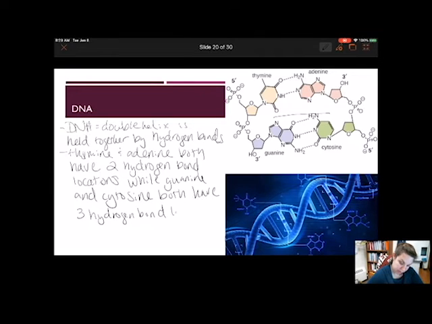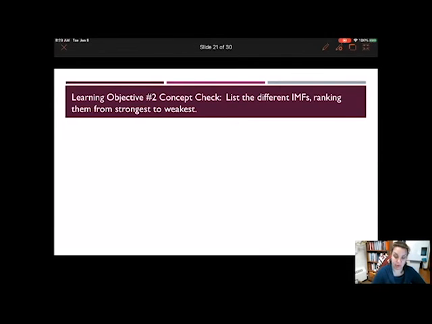Hydrogen bond locations. Where location, I'm talking about either a hydrogen bond acceptor or a hydrogen bond donor. So let's look at our learning objective number 2. Concept check. We should be able to, at this point, tell all our different types of intermolecular forces, and we should be able to rank them as well.